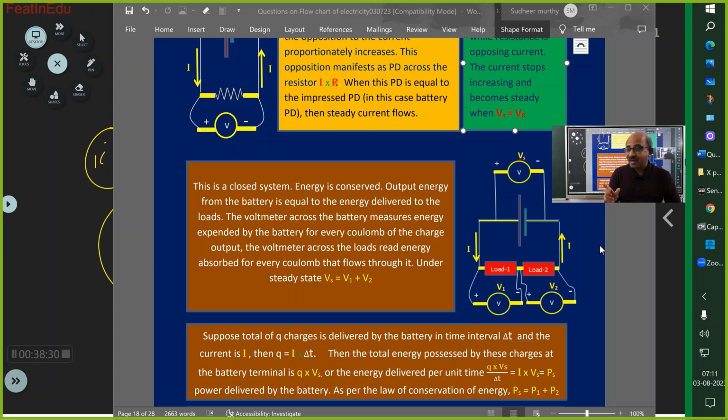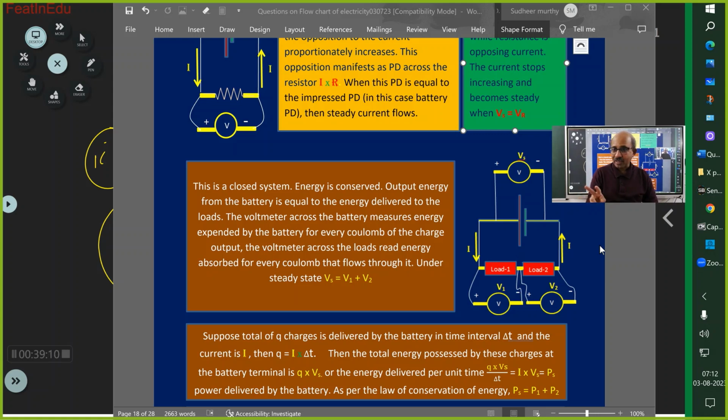A voltmeter will not measure the energy. It cannot measure the energy. The energy meter in your home, the KEB energy meter, that measures energy. That is not a voltmeter. A voltmeter will measure energy for every coulomb of charge that is passing out. Got it now? Yes, sir.